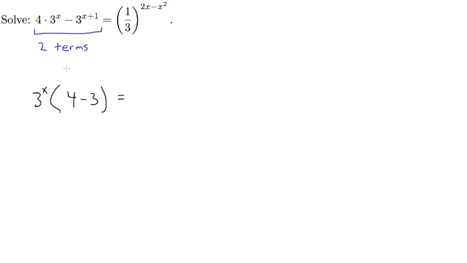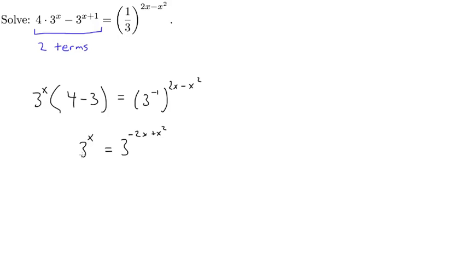On the right-hand side, do what we've been doing before. Write this as some power of 3. So 1/3 I know is 3 to the minus 1 power. So I'll just leave it like that. On the left-hand side, 4 minus 3, we know that's just 1. So on the left-hand side, we have 3 to the x. On the right-hand side, we've got 3 to the negative 1 to the 2x minus x squared. So that's going to be 3 to the negative 2x plus x squared.